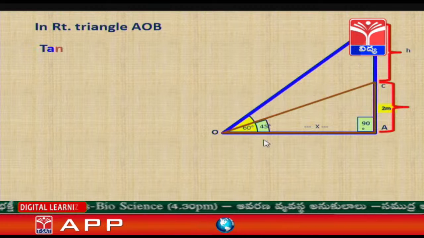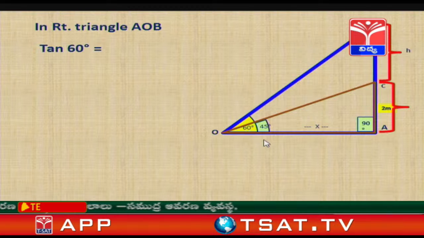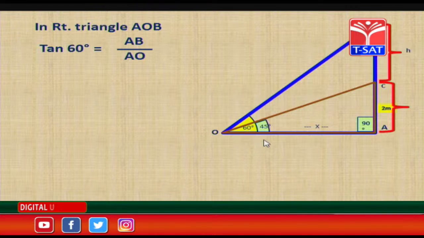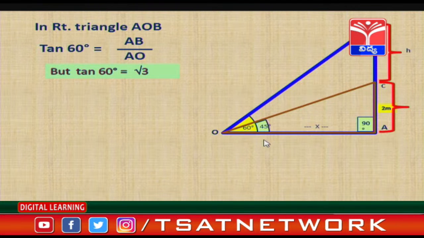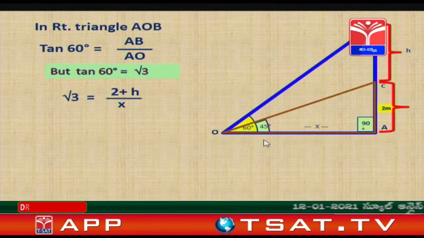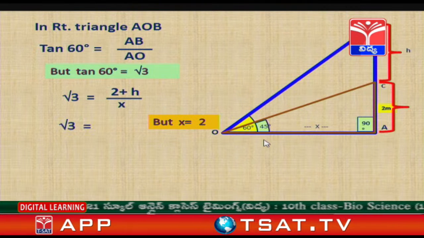In right triangle AOB, tan theta is equal to opposite by adjacent side. Here theta is 60 degrees. So, tan 60 degrees is equal to AB by AO. Tan 60 is root 3. So, root 3 is equal to AB, that is 2 plus h, by AO, that is x. But x is equal to 2. So, root 3 is equal to 2 plus h by 2.